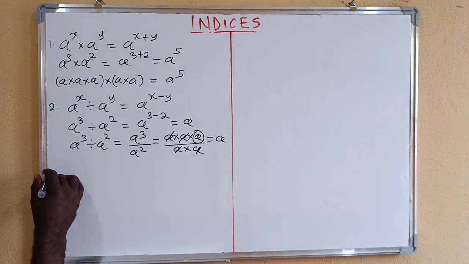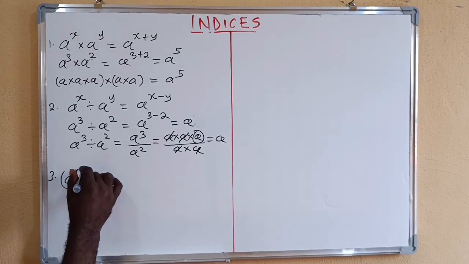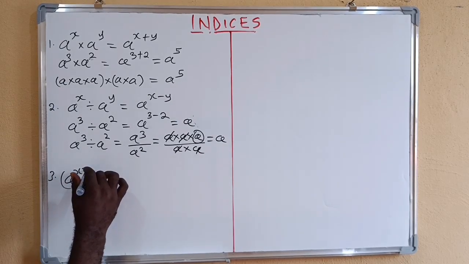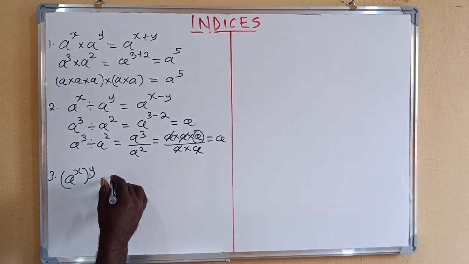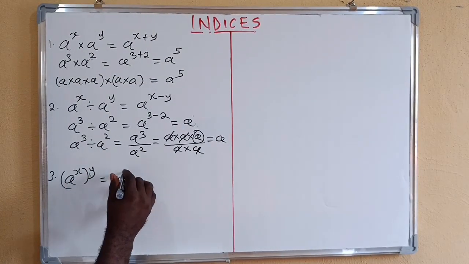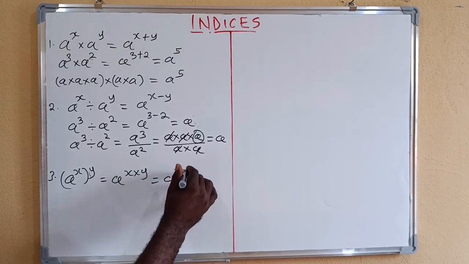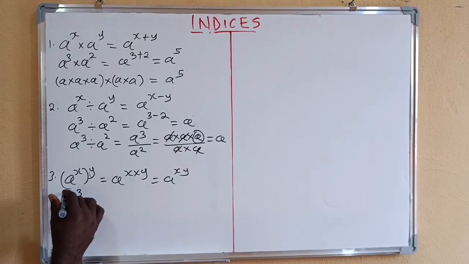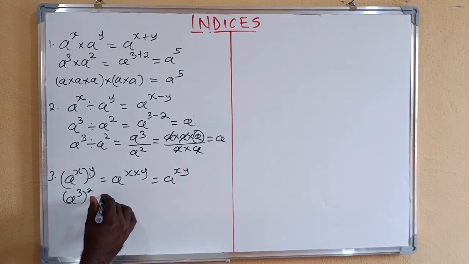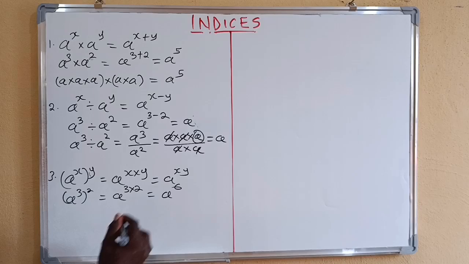Okay, let's try another law. If I have a^x and then raised to power y, I will retain my base, which is a, but I'll multiply x by y, and that will be a^(xy). So if I have a^3 raised to power 2, it simply becomes a^(3 times 2), and that will be a^6.